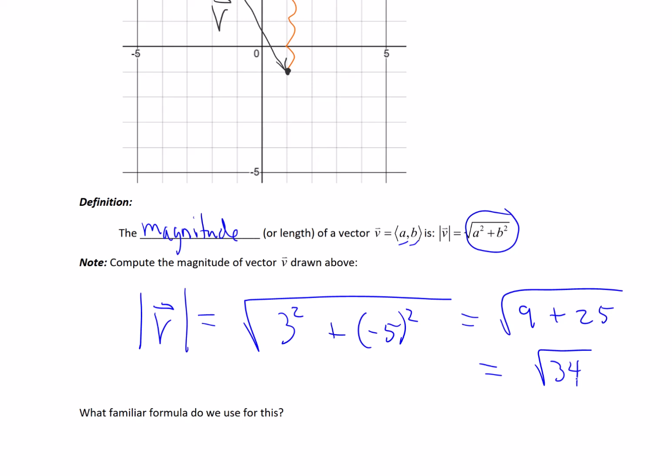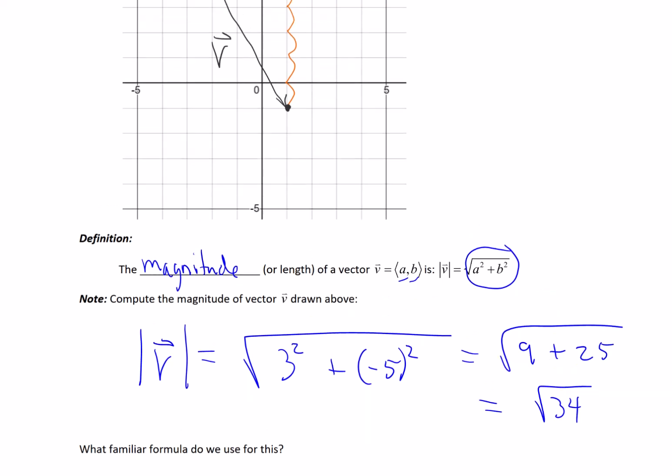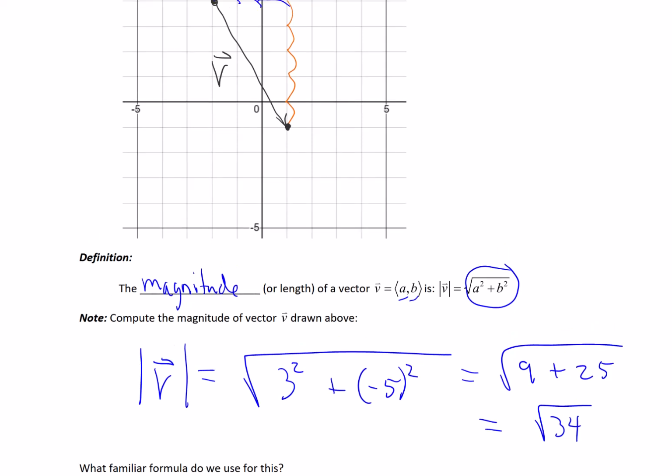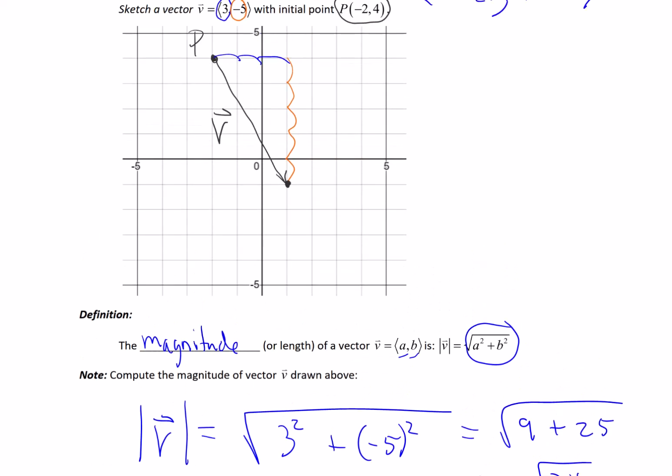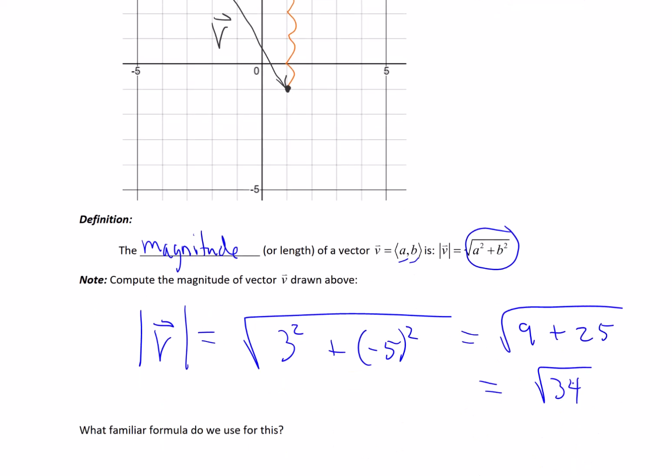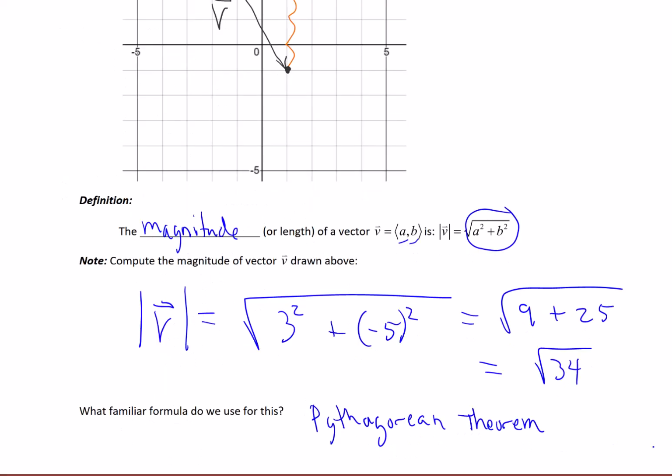Now, it might be helpful to recognize what familiar formula we use for this, or where this is all coming from. Well, I've already mentioned that it's similar to the distance formula in some of its structure, but actually even that formula comes from something else familiar called the Pythagorean theorem. The Pythagorean theorem is probably an old friend to you in geometry. The Pythagorean theorem means that with a right triangle, a squared plus b squared equals c squared, you could say.